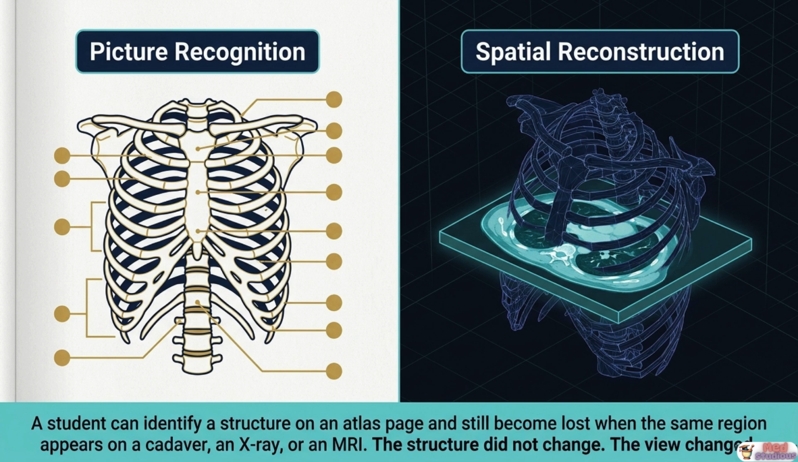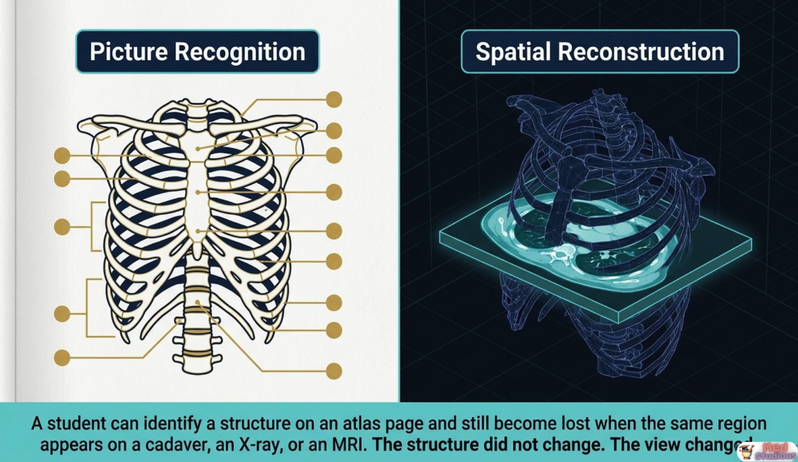Before we define anatomy, look at the problem on screen. On the left is a clean, labeled picture. On the right is the same human region turned into a three-dimensional model and then cut as a cross-section. A beginner can recognize the first image and still feel completely lost in the second.